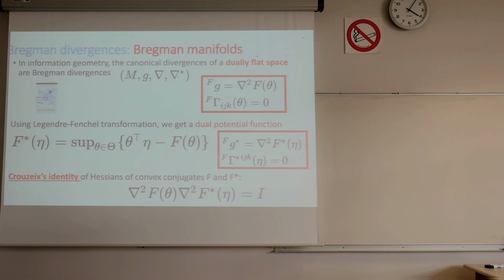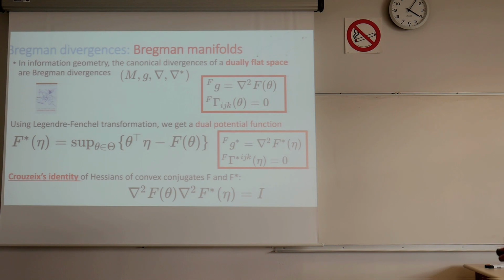And in the case of a Bregman divergence, what you will find is that the Riemannian metric here is a Hessian, okay? And you will find that in the first coordinate system, the affine connection coefficients are 0. So this means that it is a flat connection.